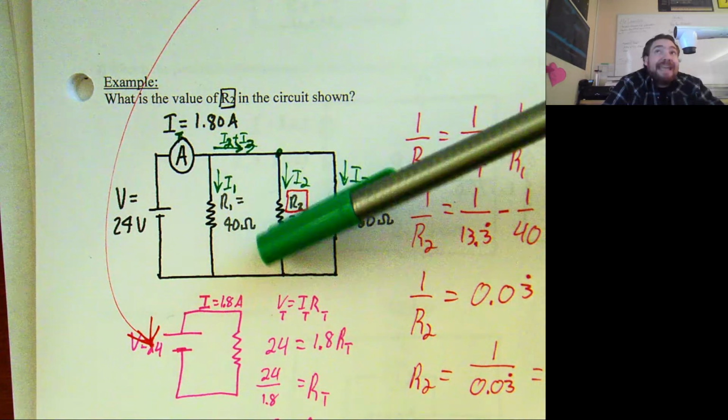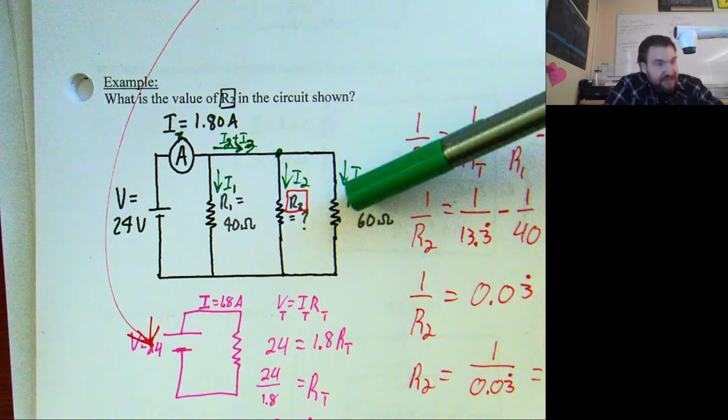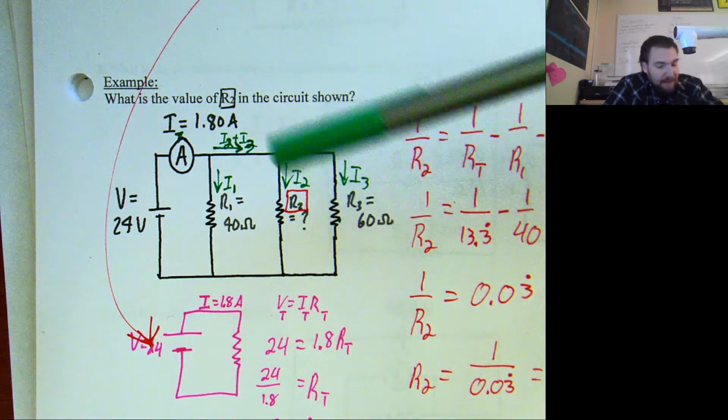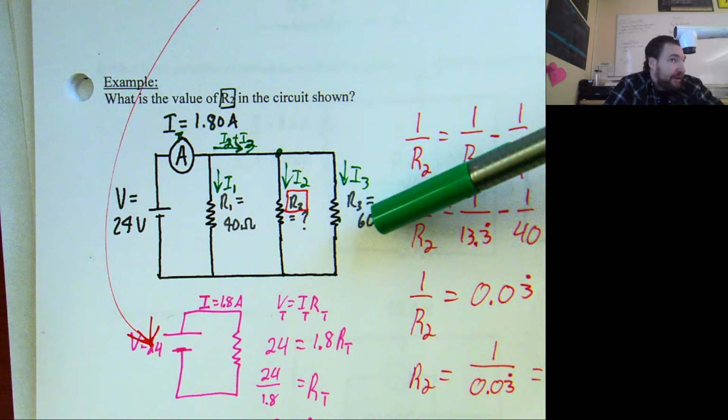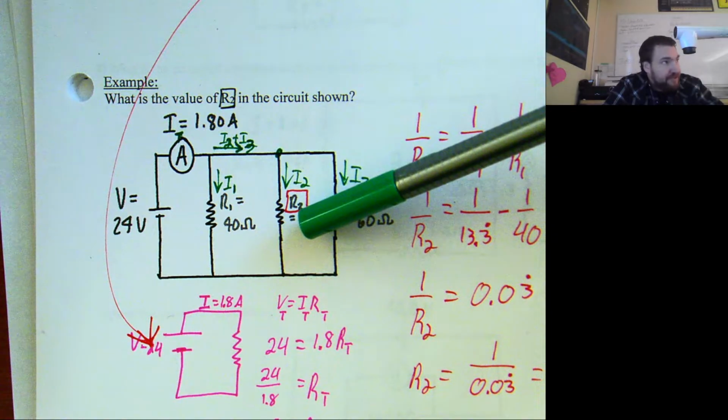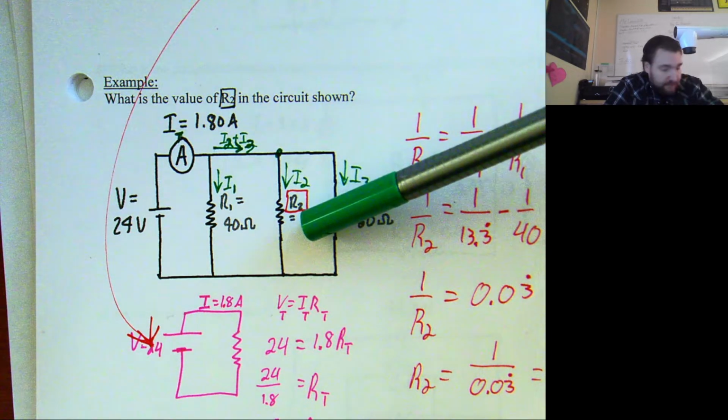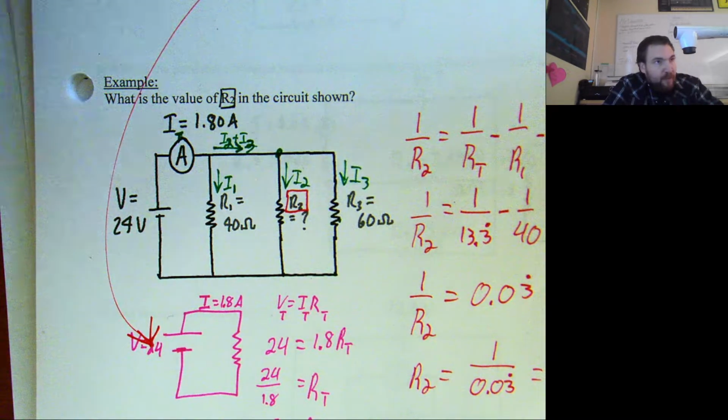In fact, we know they can't split equally because my resistance is different for each branch. A branch that is harder to flow down is going to have less current flowing down it. A branch that's really easy to flow down is going to have more current flowing down it. So we know that the currents aren't going to be equal, but what do we know is equal along the branches in a parallel circuit?